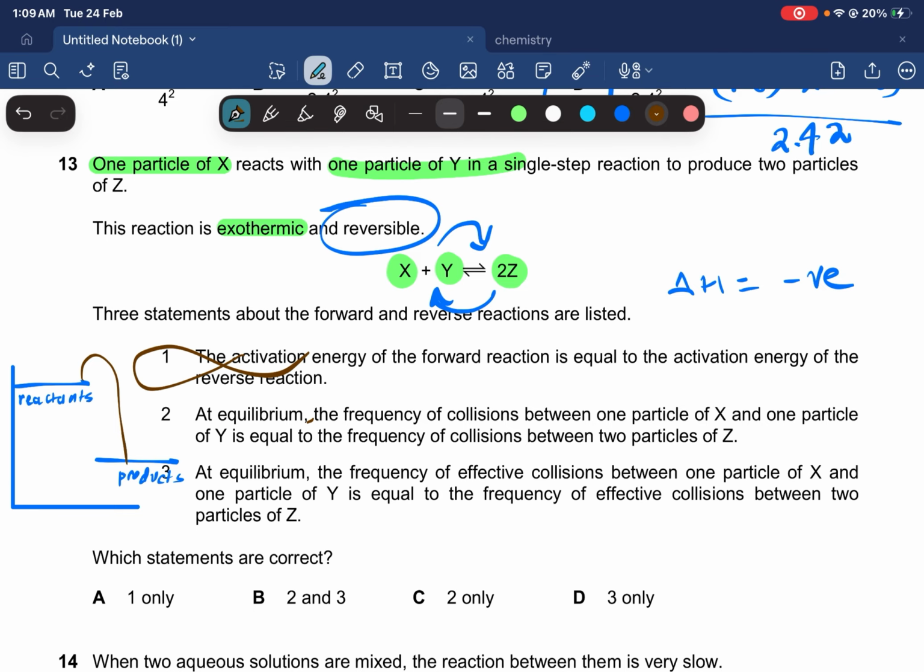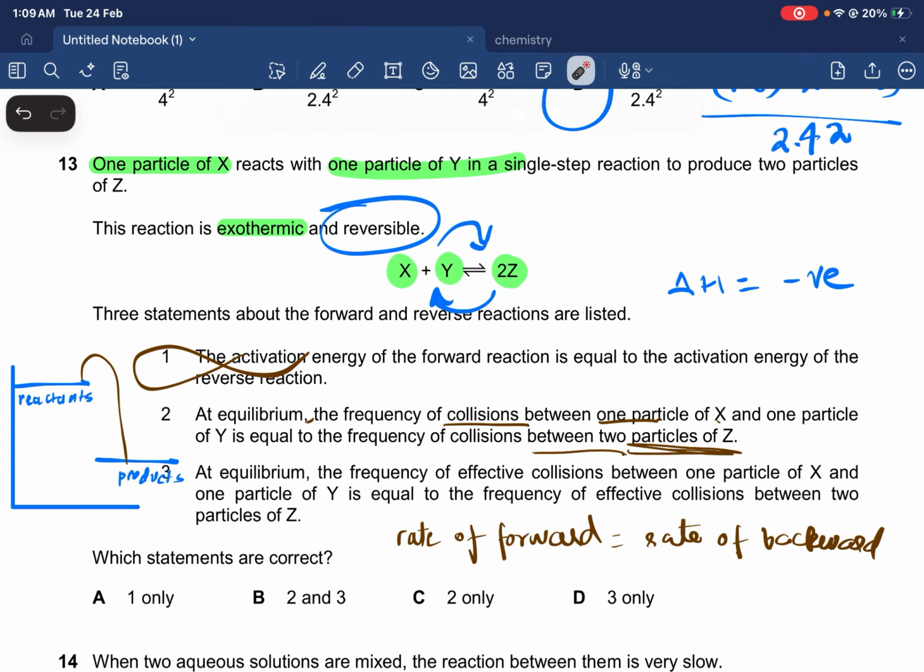At equilibrium, the frequency of collisions between 1 particle of X and 1 particle of Y is equal to the frequency of collision between two particles of Z. Frequency. You know what equilibrium means? Rate of forward equals rate of backward. And you know what? Rate does not depend on the frequency of collision, it depends on the frequency of effective collisions.